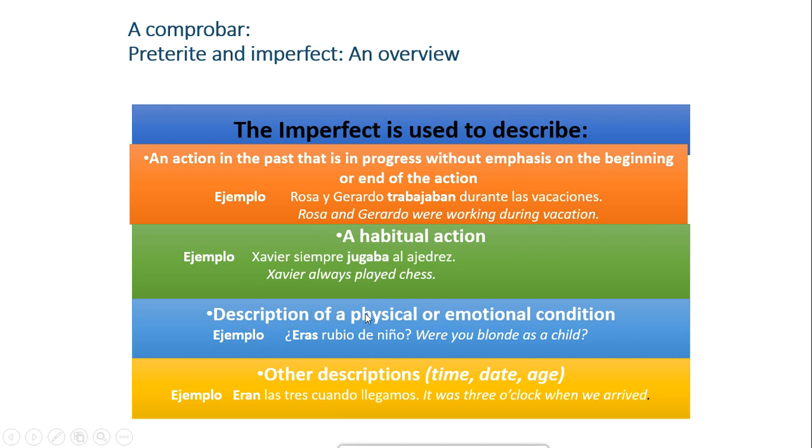Descripción de una condición física o emocional. Es imperfecto. ¿Eras rubio de niño? Okay, were you blonde as a child? Now we talk about an emotional condition in the past. We're going to use imperfect if it's seen as an ongoing thing, like she was mad as opposed to she became mad. Okay, ella, bueno, estaba enojada. Okay, she was mad as opposed to se enojó, she became mad, which would be preterite. Other descriptions, time, date, age, we're going to use the imperfect as well. Eran las 3 cuando llegamos.